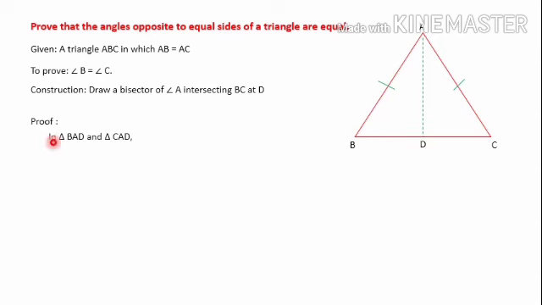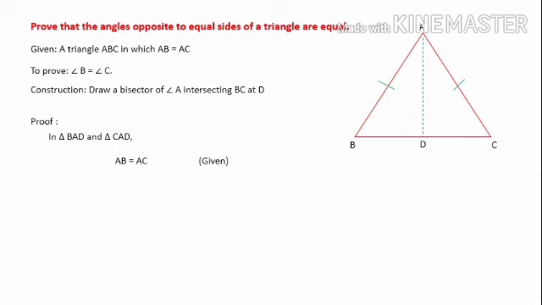Come to the proof. There are two triangles, triangle BAD and triangle CAD. When you draw the line segment AD, the entire triangle ABC is divided into two triangles, triangle BAD and triangle CAD. You have to be careful about the corresponding parts. When you consider these two triangles, by using the congruence criteria, we have to prove that these two triangles are congruent.